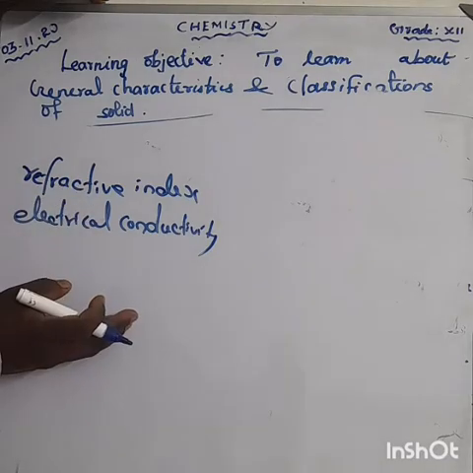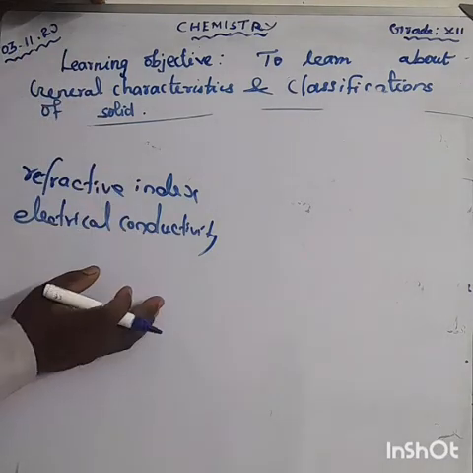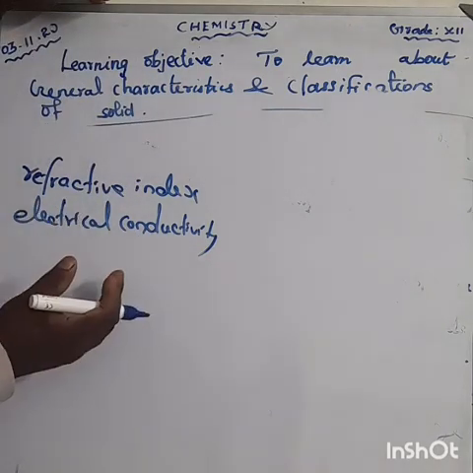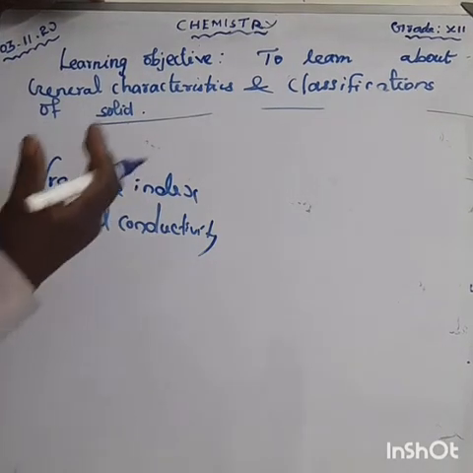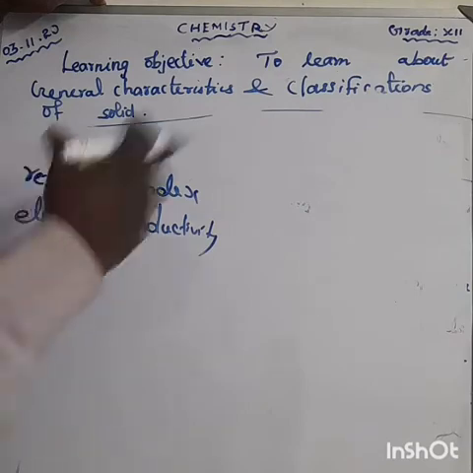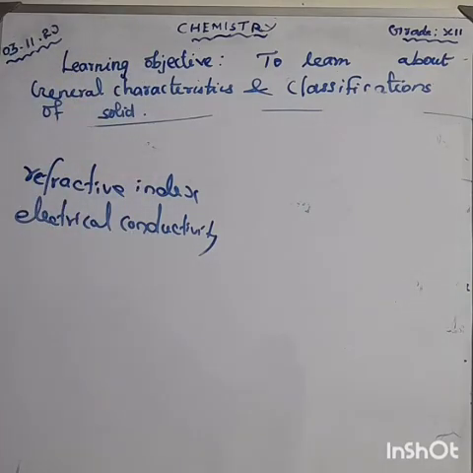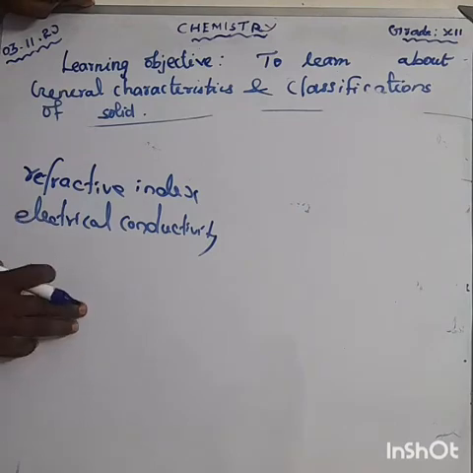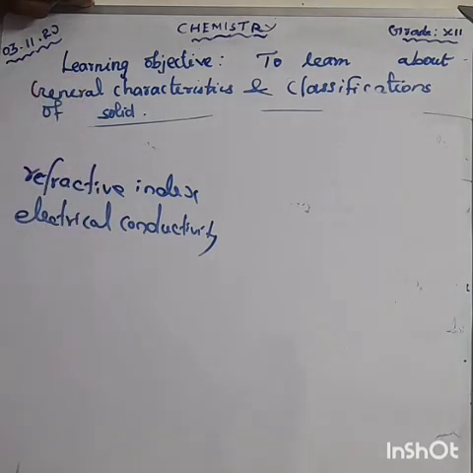What about anisotropic? Those properties depend upon the direction of measurement. We can say they show different values of physical properties when measured along different directions. Anisotropic means different directions. Isotropic means uniformity in all directions.